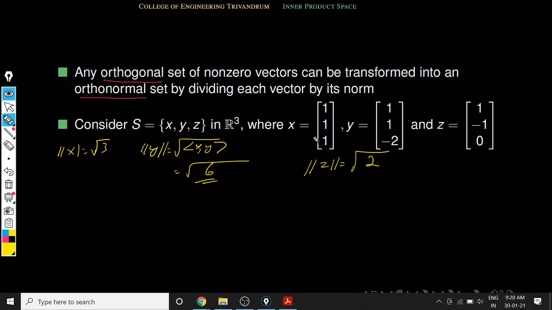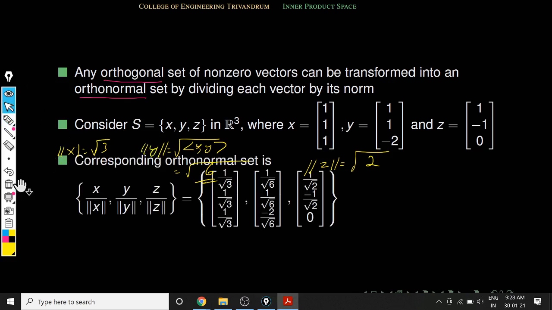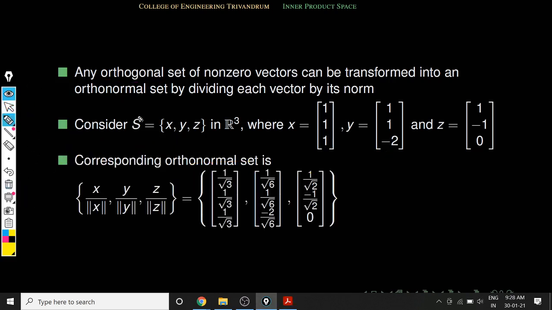So by dividing by the norm, we get a new set. What is the corresponding x? The corresponding x is (1 by root 3, 1 by root 3, 1 by root 3). So this is the orthonormal set corresponding to the given orthogonal set. Already we have seen that the given set is orthogonal, they are mutually orthogonal. By dividing by the norms, we get the corresponding orthonormal set. So if a set is orthogonal, then we can easily construct the corresponding orthonormal set by dividing by the corresponding norms.